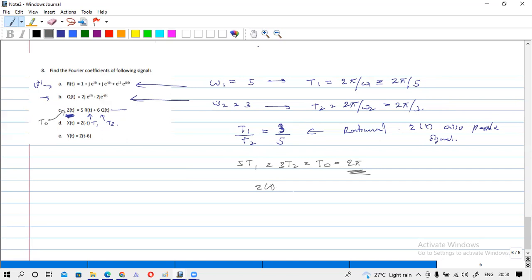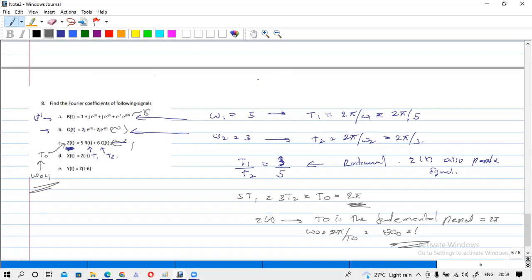So T0 is the fundamental period of z(t), and it is equal to 2π. So what is omega naught? Omega naught is equal to 2π by T0, so omega naught is equal to 1. For this signal z(t), the fundamental angular frequency omega naught is 1. Here it is 5 and here it is 3, so here it is 1.